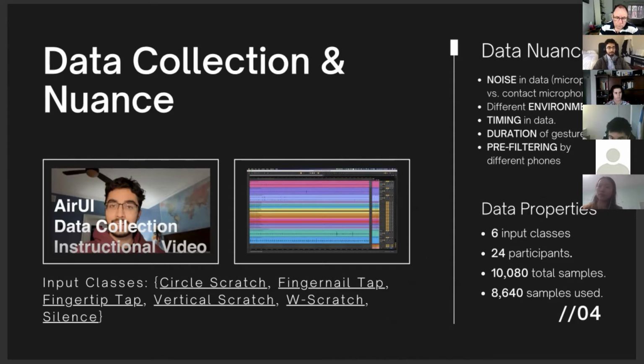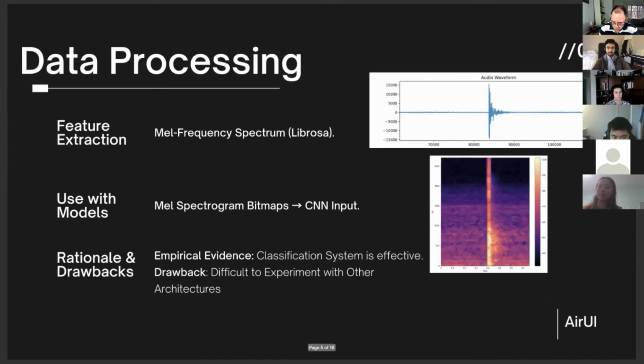And in terms of properties, we had 24 total participants record their six input classes listed below. And after cleaning, we had 8,640 samples. Next slide. So for feature extraction, we primarily used a MEL frequency spectrum extracted with Librosa, input as just a regular feature map, and all our train, test, and validation sets were evenly class balanced. The decision was based on the background papers again, but it did narrow us to focus on image-based processing models.